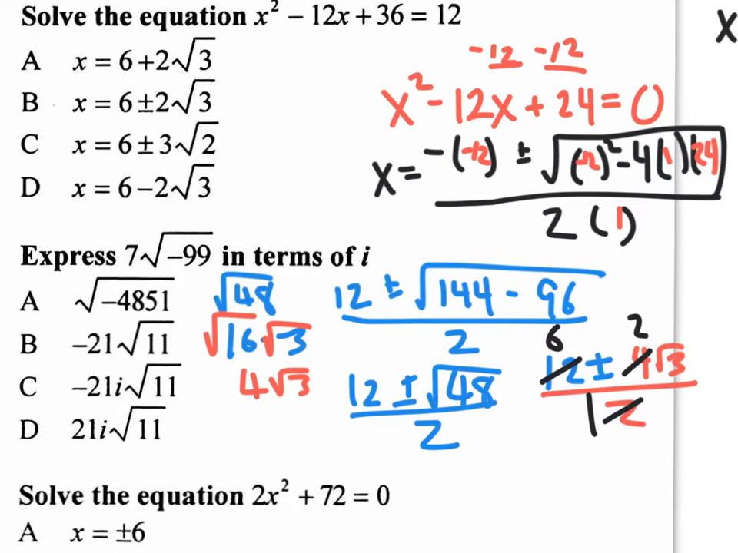So what's our final answer? It's going to be 6 plus or minus 2 square root of 3. And ladies and gentlemen, this answer right here is up here, B. So B would be the correct answer. So let me delete this stuff to move on to the next one.